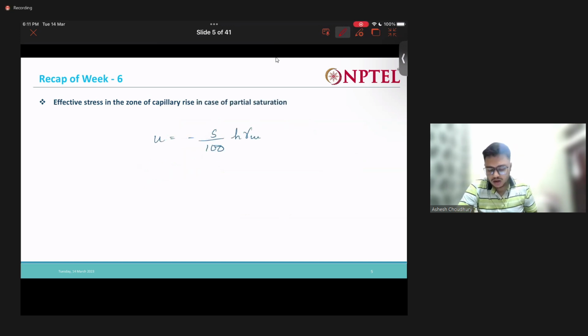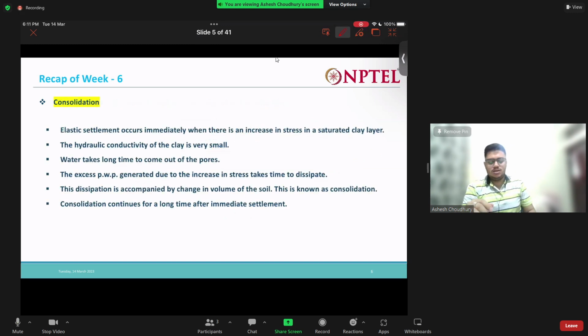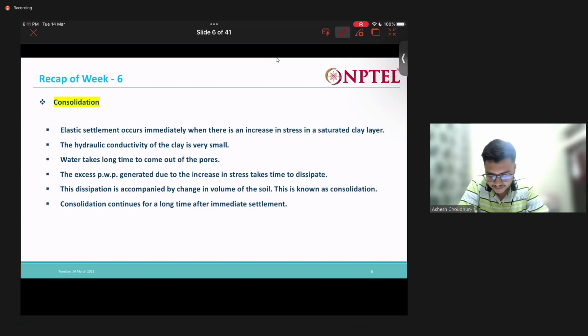Now, what if our soil is partially saturated? So for partially saturated soil, this is the equation given for the pore water pressure, where S is the degree of saturation. So this degree of saturation actually comes into play. Okay, so this was all about capillary rise. So then we enter into our next main topic, which is consolidation.